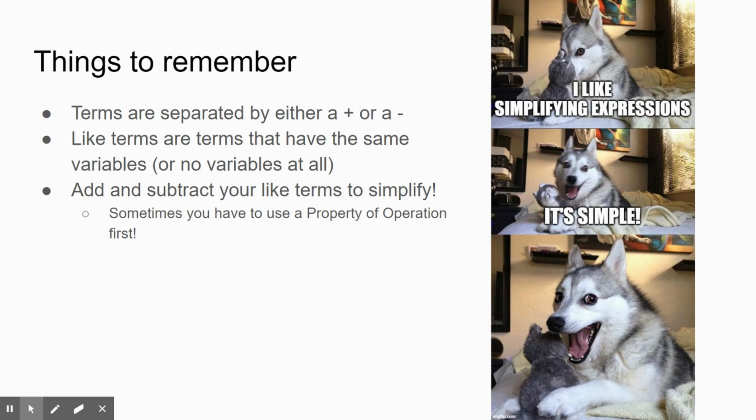Alright, so things to remember about simplifying expressions. First off, you have to remember what a term is. A term is separated by either a plus sign or a minus sign in your expression. Like terms are terms that have the same variables, or no variable at all. Again, it gets a little bit more complicated, but we'll keep it at that for right now. And then you just have to add and subtract your like terms to simplify. Sometimes you have to use a property of operation first, like we use the distributive property in the example.